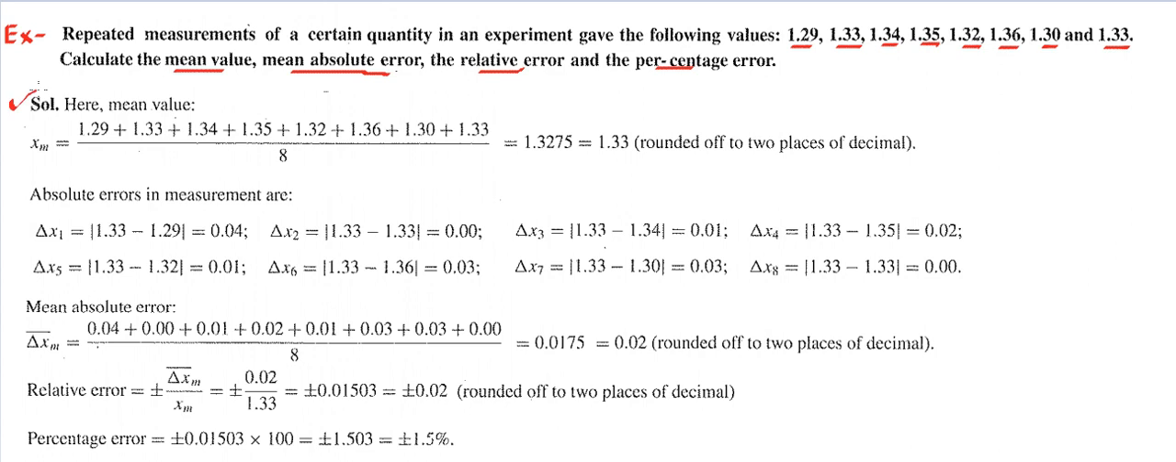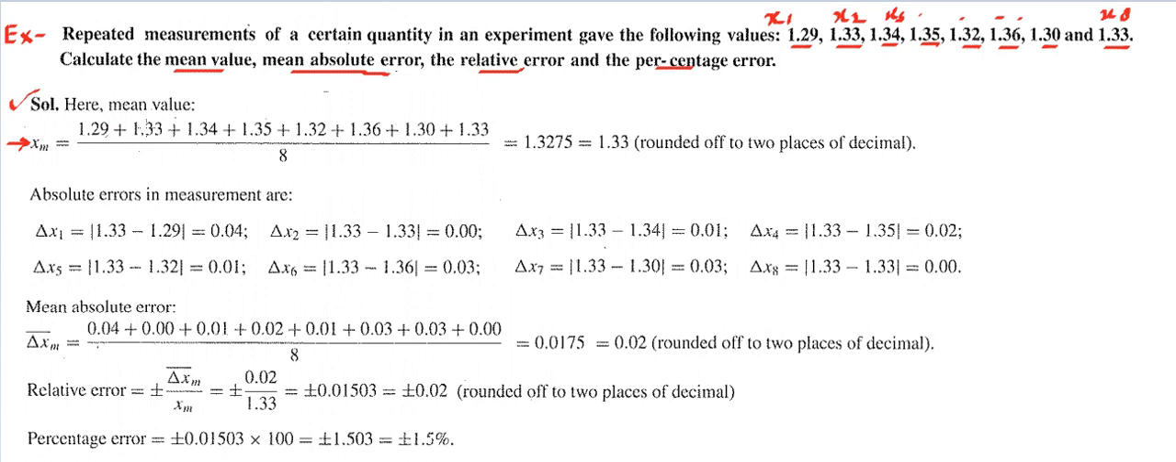So here is the solution, and we are just going to understand how this solution has been made, and this will help us to grasp the concept. Now what the mean value is, we have talked about. Let's say this is the x quantity that we are measuring. So these are the x1 value, x2 value, x3 value, and finally x8 value. So mean value is written by this expression: x1 plus x2 plus x3 up to x8 divided by 8. Using that formula we are able to find this number.